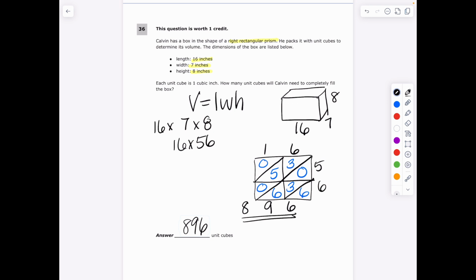No matter what way you use to multiply is fine, as long as you get a final product of 896. Hit pause and grade yourself. If you got 896, give yourself a point. If you had anything else, you have to give yourself a 0.